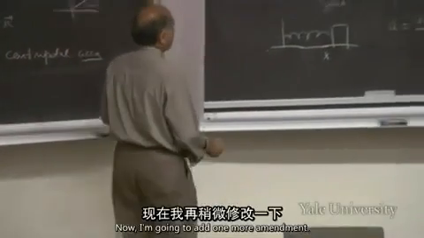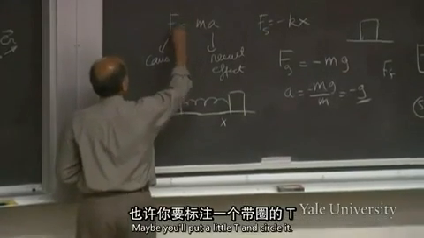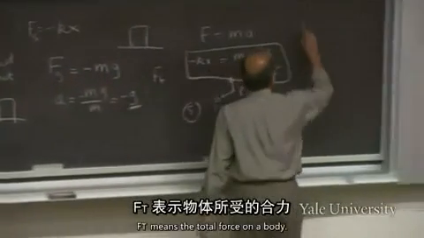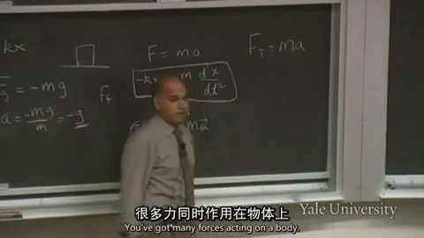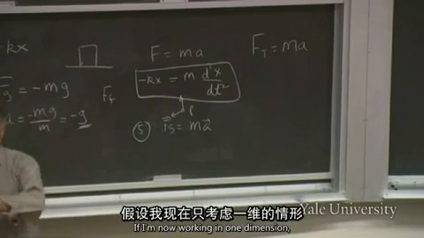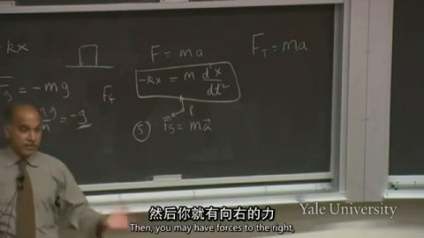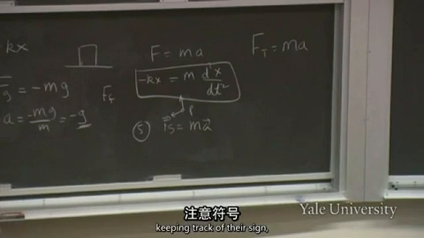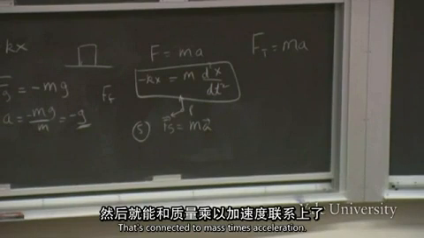Now, I'm going to add one more amendment. You don't have to write in your notebook, but you got to remember, maybe you'll put a little T and circle it. Let me write it here. Ft means the total force on a body. If there are many forces acting on a body, the acceleration is controlled by the sum. If I'm now working in one dimension, it's obvious because I'm not using any vectors, then you may have forces to the right, forces to the left, pushing, pulling. You add them all up algebraically, keeping track of their sign, and that's the total force. That's connected to mass times acceleration.